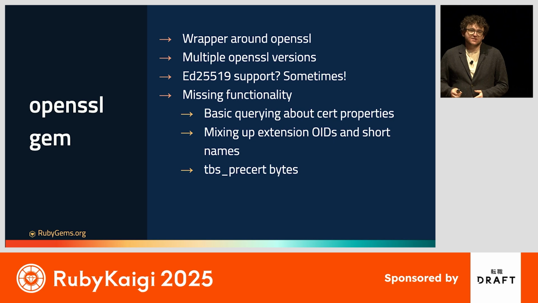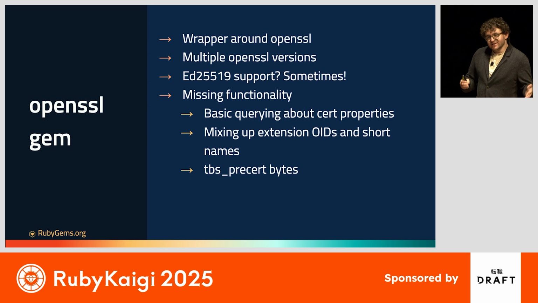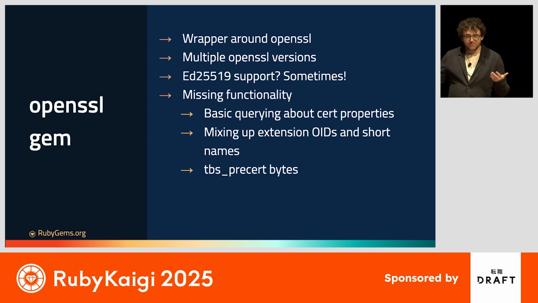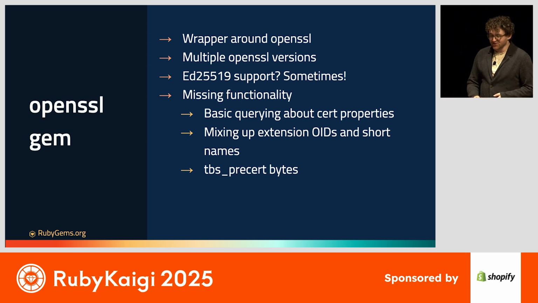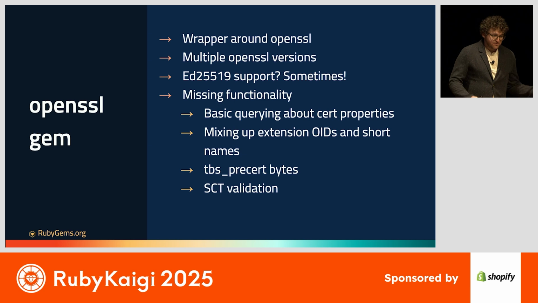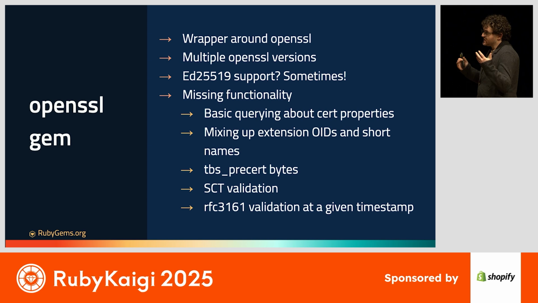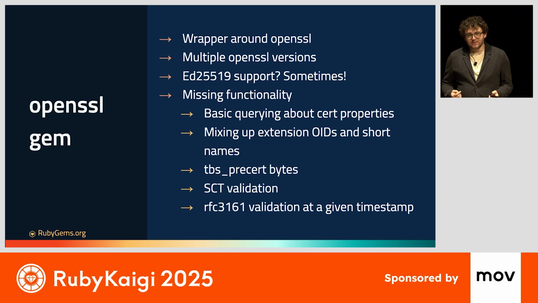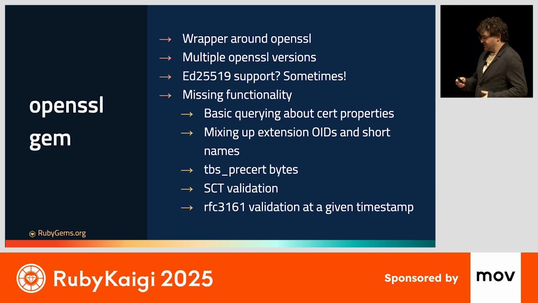Pulling out the to-be-signed pre-certificate bytes from a certificate wasn't implemented until I sent a pull request, and even then, because we support all the way back to Ruby 3.2, I had to re-implement that in pure Ruby as well. It was missing signed certificate timestamp validation, which again, I had to just re-implement in pure Ruby, and was also missing RFC 3161 validation at my choice of timestamp. It would only validate against the current time, which is not what sigstore needs.